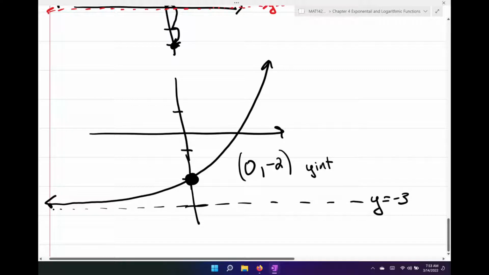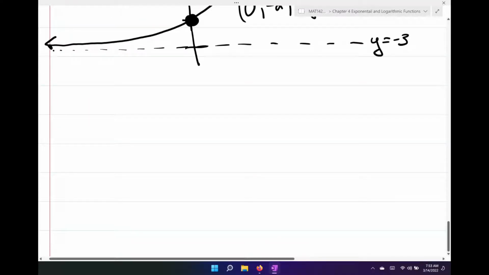Okay, and that's what that graph looks like. So the vertical shifts still apply. The horizontal shifts still apply. Even if you reflect it about the x-axis, let's look at one where it's reflected about the x-axis. That still applies.